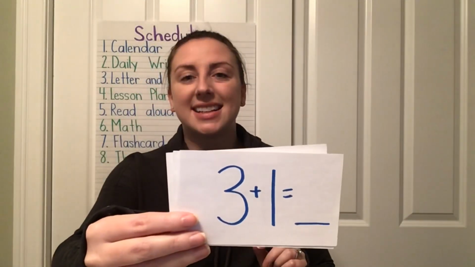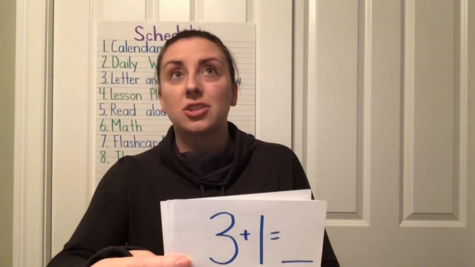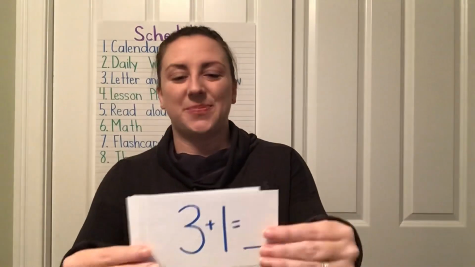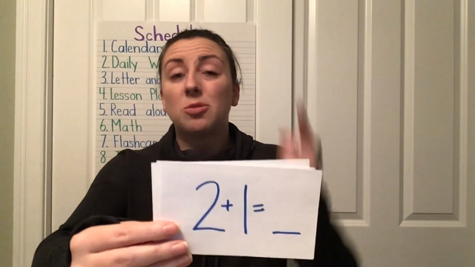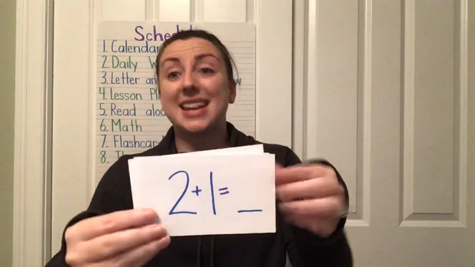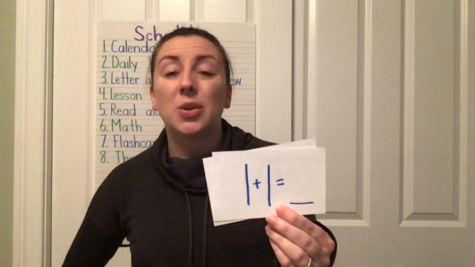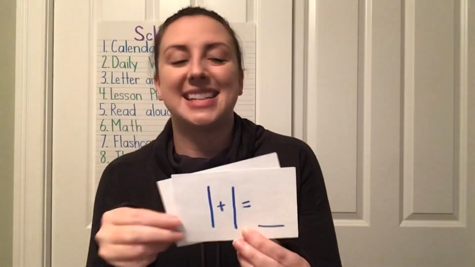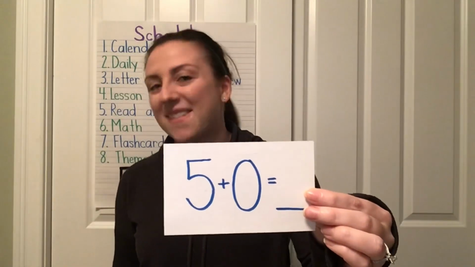3 plus 1 is 4. So you have 3 and then you add 1 more. So 3, 4. 2 plus 1 is 3. So you have 2, adding 1 more. So 2, 3. 1 plus 1 is 2. 1 plus 1 more is 2. Last one, guys. 5 plus 0 equals 5. You start with 5 and then you add 0 more, so you still have 5.